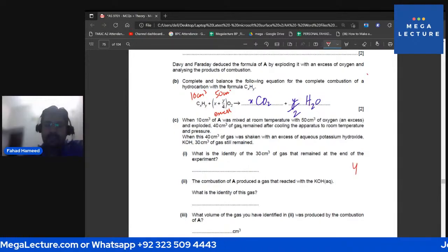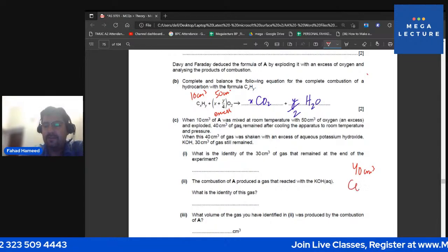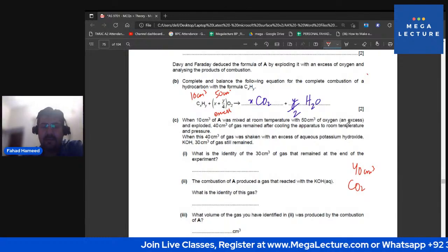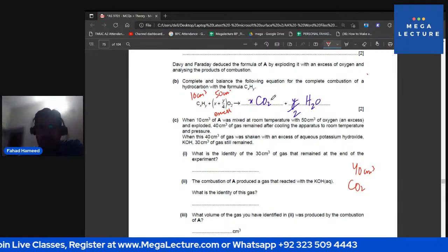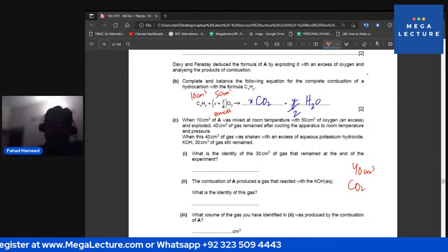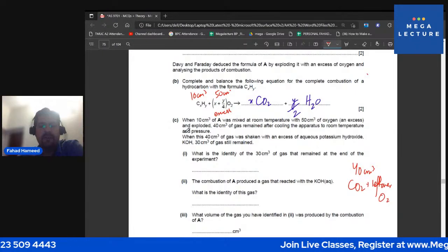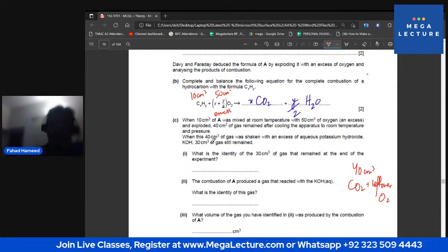So the 40 cm cube of gas that remains, what does it contain? It contains your product, which is CO2. Water is a liquid. Remember, they're talking about room temperature, so water is a liquid. So the only gas in that 40 cm cube is going to be CO2 and the leftover oxygen. And then the 40 cm cube was shaken with an excess of potassium hydroxide. Remember, alkalis absorb carbon dioxide, so 30 cm cube of gas remained.